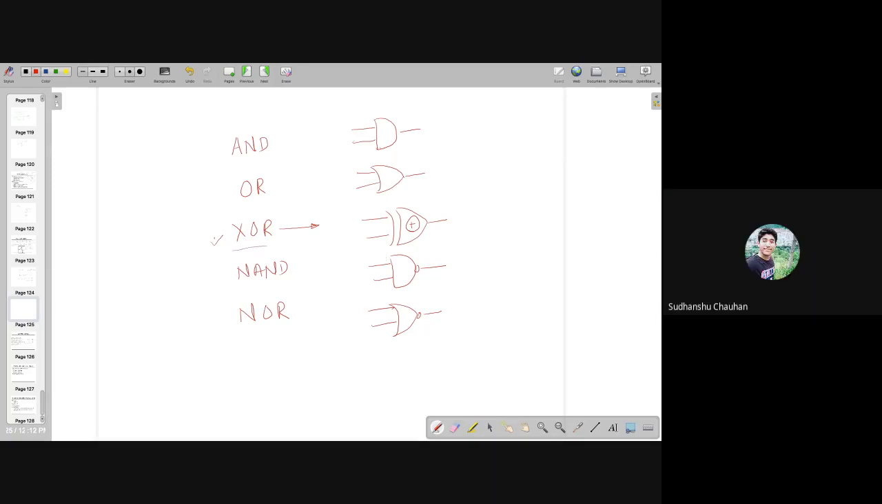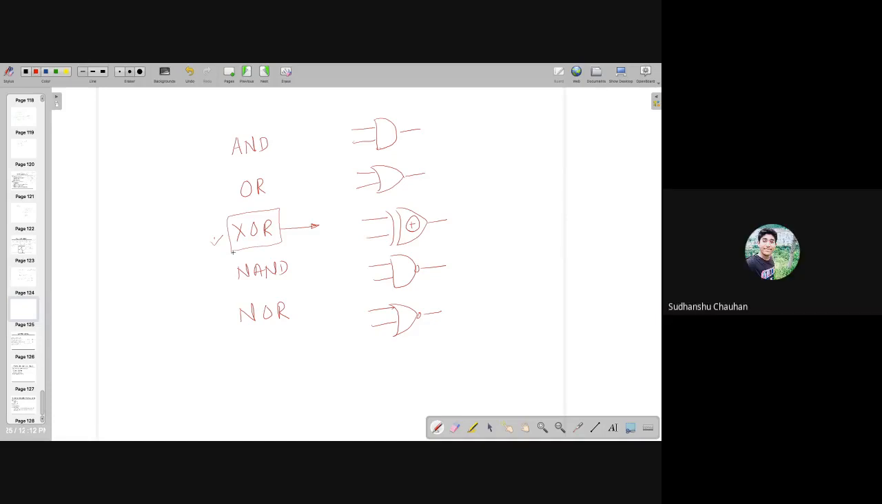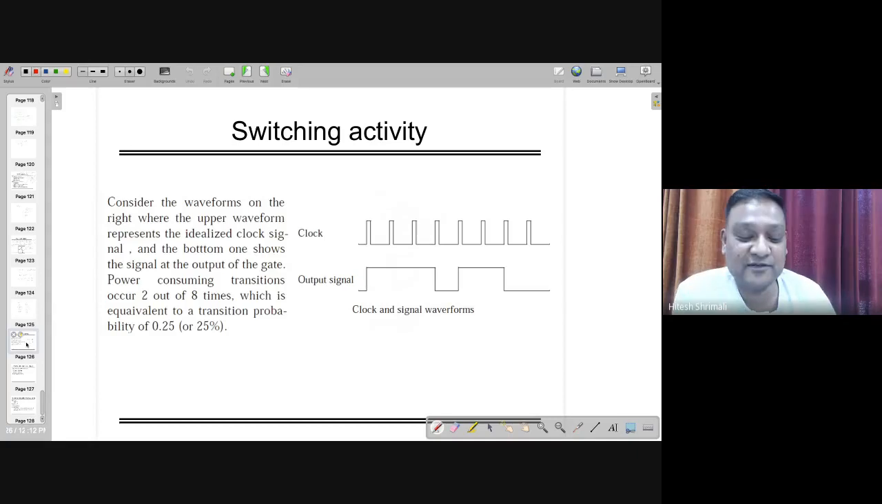What is so special about the complex operation of the XOR gate? Okay, I'm giving the hint. This is the hint of the question.